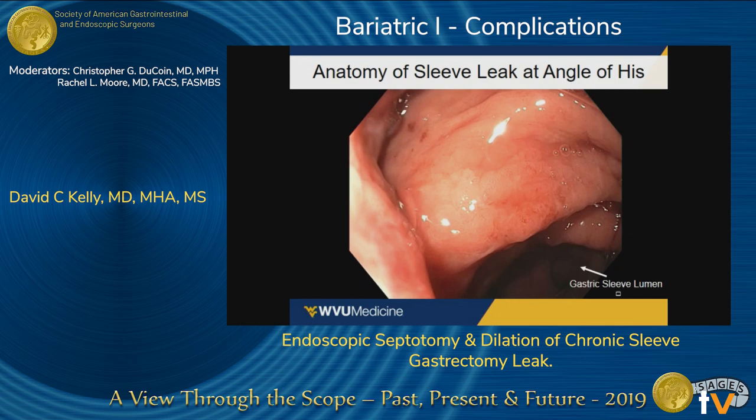This demonstrates the abscess cavity at the angle of His, with the gastric lumen noted in the lower right hand of the screen, and the abscess cavity developed from the leak in the upper left. The septum divides this abscess cavity, or separates this abscess cavity from the gastric lumen. Dividing the septum will allow drainage of that abscess cavity into the gastric lumen for resolution of the abscess.